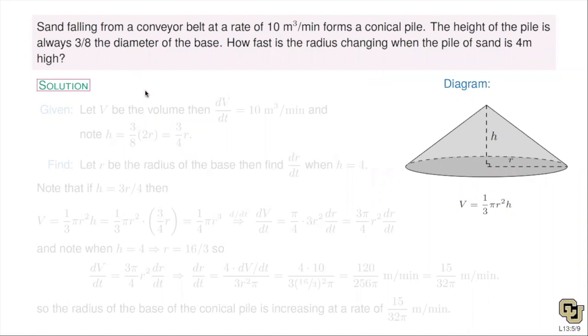So now, as I said, we're given dV dt is 10 meters cubed per minute, and here's that sentence. The height of the pile is 3/8 the diameter. The diameter is 2 times the radius. So I cancel the 2 and the 8. I get here, we're given that dV dt equals 10, and the height is 3/4.